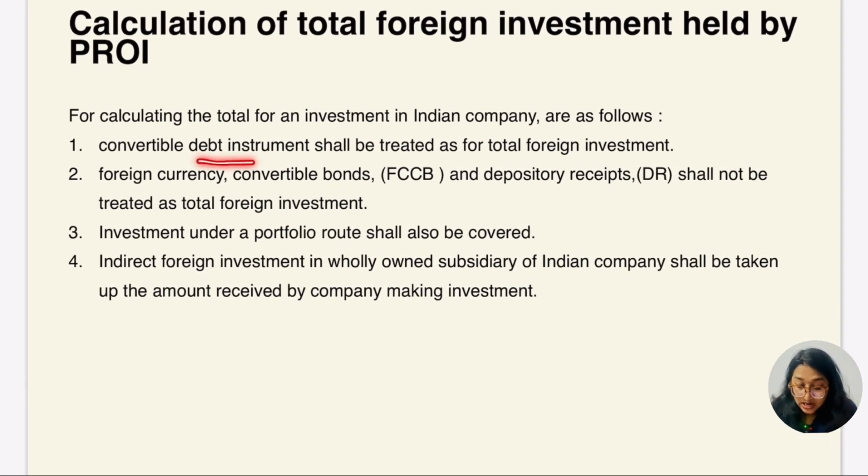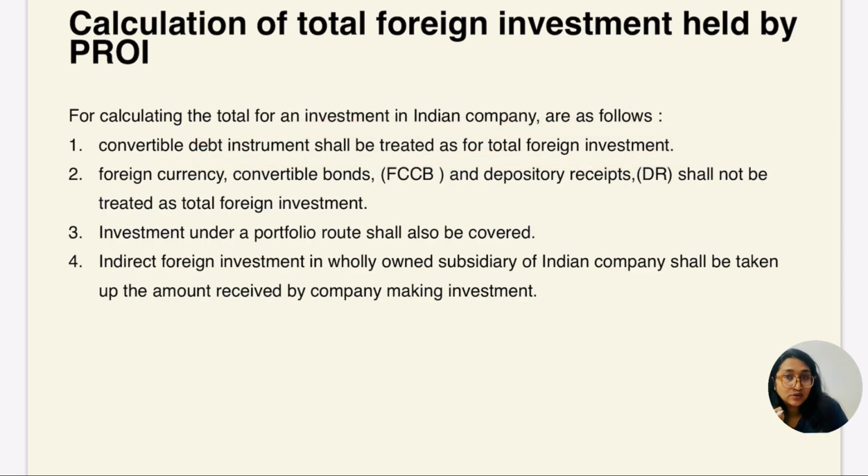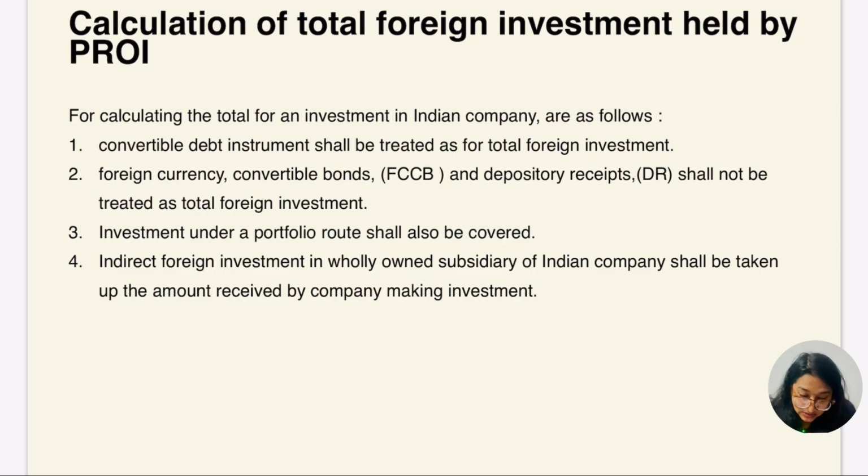Convertible debt instruments shall be treated as foreign investment for the total foreign investment. These are some of the things we have to keep in mind for calculating foreign investment by the PROI. First, convertible debt shall be treated as foreign direct investment. Second, FCCB, the foreign currency convertible bond, and depository receipts shall not be treated as foreign investment for computing total foreign investment; we cannot take these two, FCCB and DR. Third, investment in a portfolio route shall also be covered here.